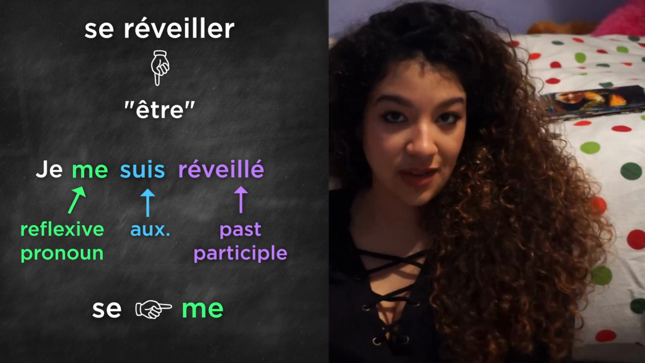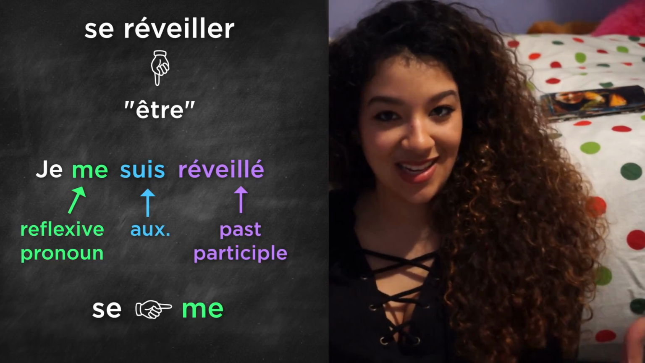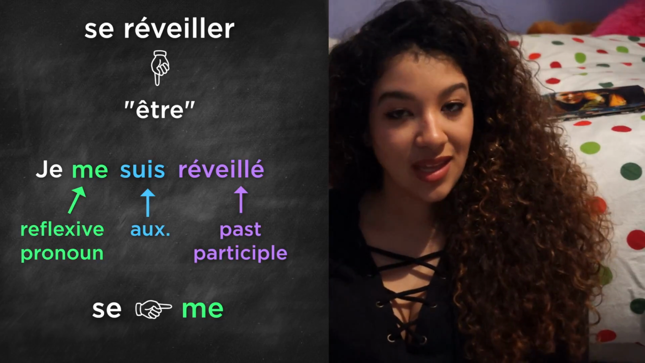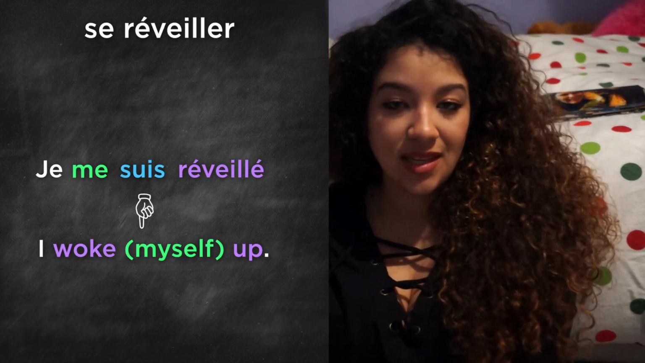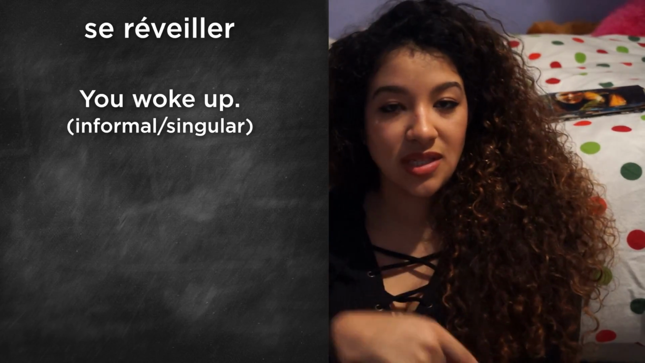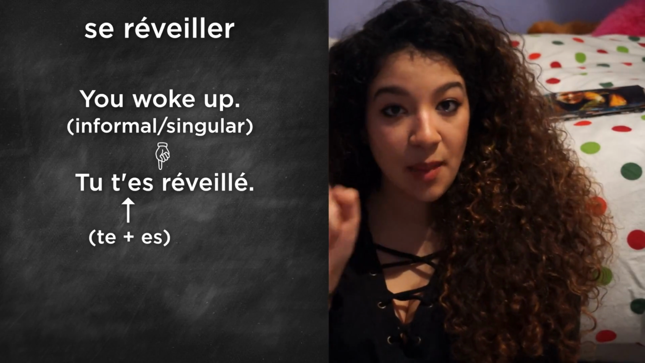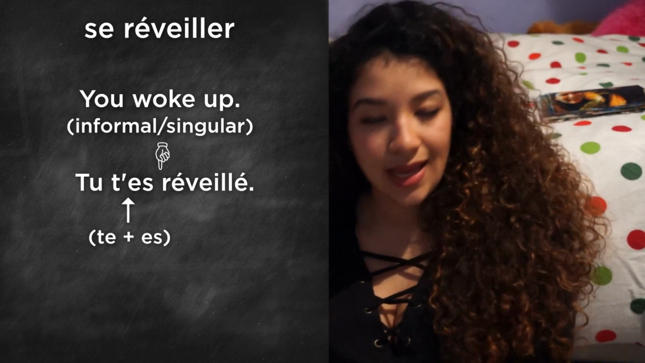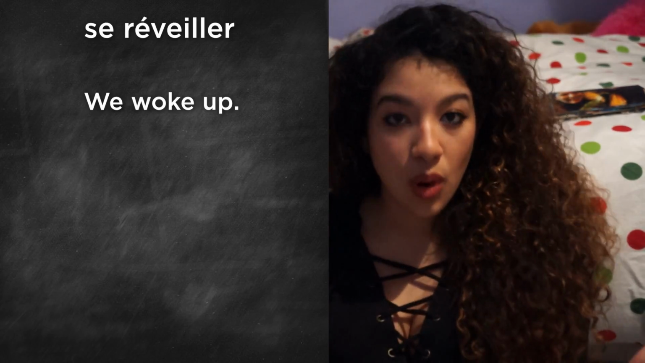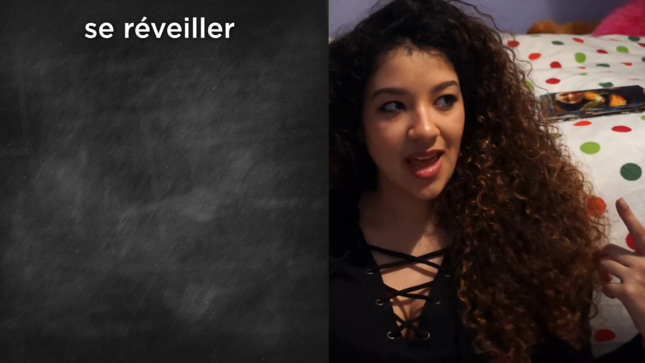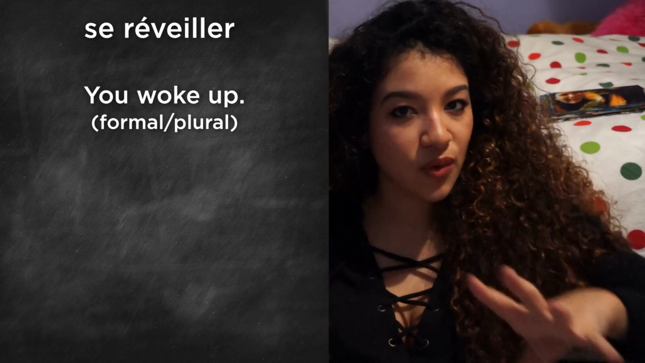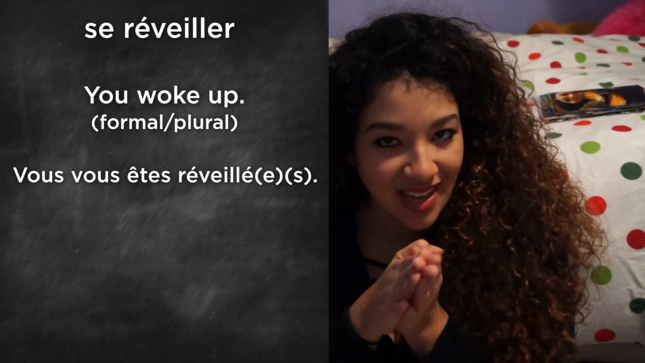And the past participle of réveiller is, if you can guess, because it ends in er, going to be réveillé with accent aigu at the end. So to say I woke up, we say je me suis réveillé. Let's say I wanted to say you woke up, I would say tu t'es, T apostrophe ES, tu t'es réveillé. Or if I was saying we woke up, I would say nous nous sommes réveillés. And if I was saying you, plural or formal, I would say vous vous êtes réveillés. Does that make sense?